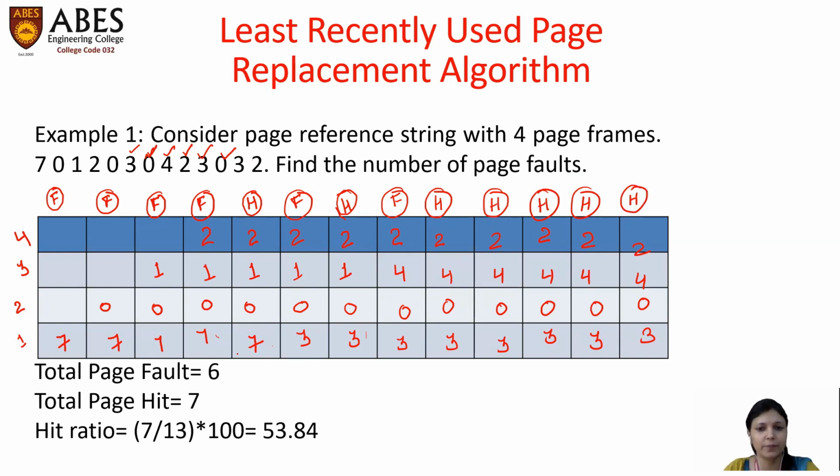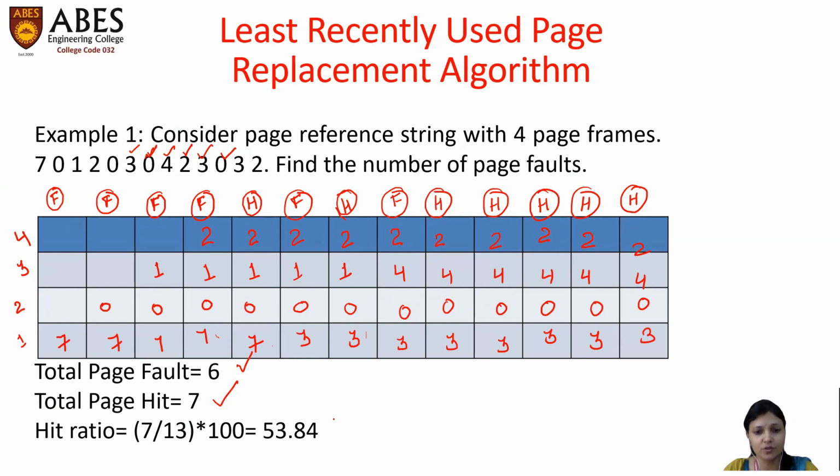So we will count the total page hits. Total page hits are 1, 2, 3, 4, 5, 6, and 7. So total page hits are 7. And we will count the page faults here. The total page faults are 1, 2, 3, 4, 5, 6. So total page faults are 6.